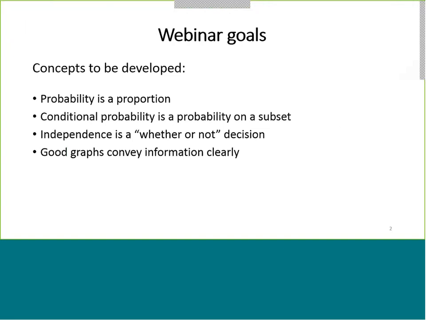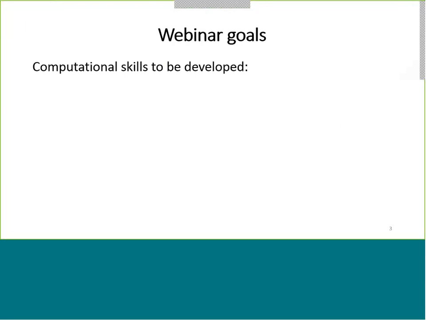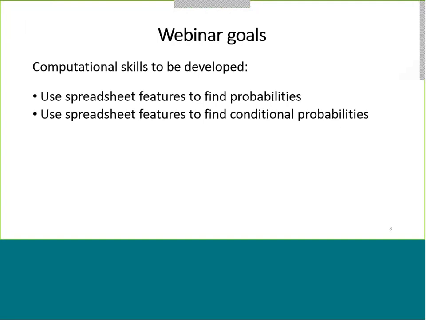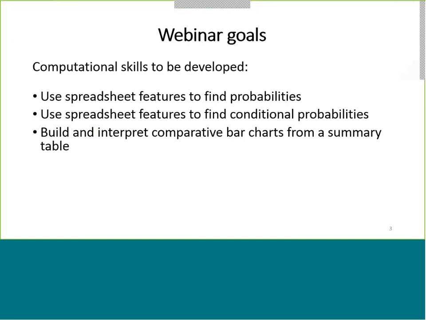And then on the computational side, the technology side, we're going to show some ideas about using spreadsheet features to find probabilities. We'll use spreadsheet features of the TI-Nspire to find conditional probabilities. We'll build and interpret comparative bar charts from a summary table. All of this will be on TI-Nspire since the TI-84 doesn't have the spreadsheet features that we'll be using on Nspire.